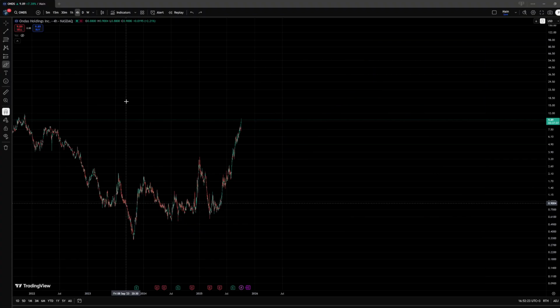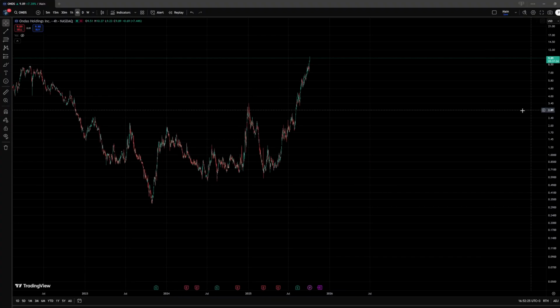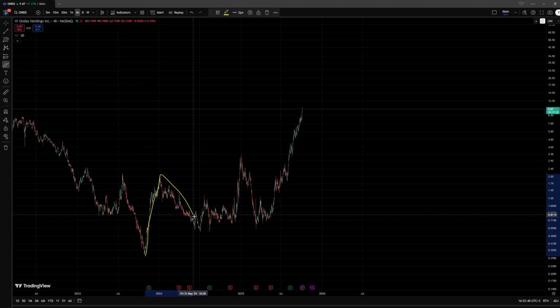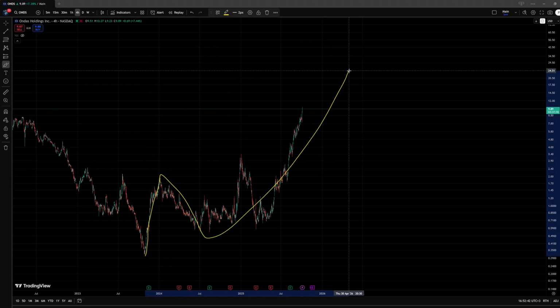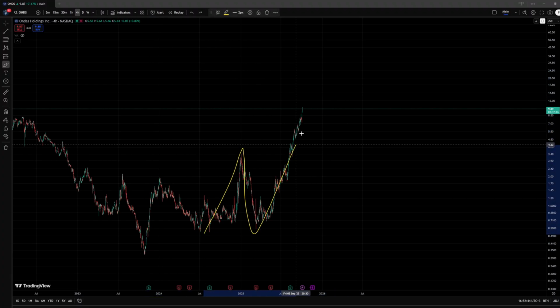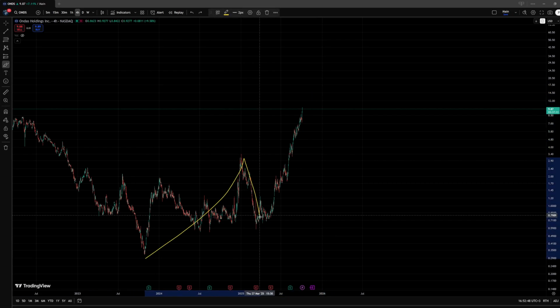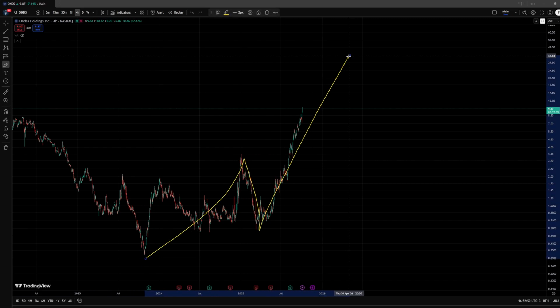Now, in this structure, as I was saying, it is a bit difficult to track the exact count we are within because we are most likely within a diagonal pattern. And I could count even this pattern in 2 ways, because I could consider that this is the 1, 2, and then this is the third wave to the upside, where this could be an ABC pattern developing, or the 1, 2 could be here, 1, 2, and then this would develop as a third wave to the upside.